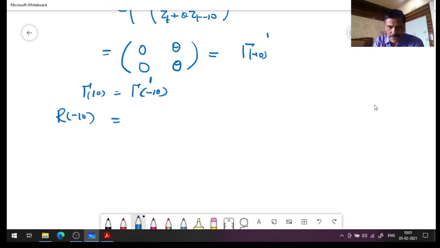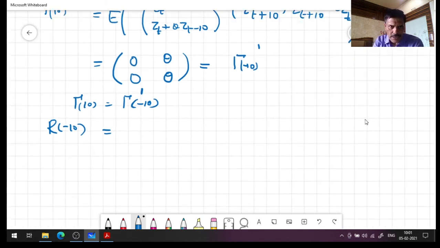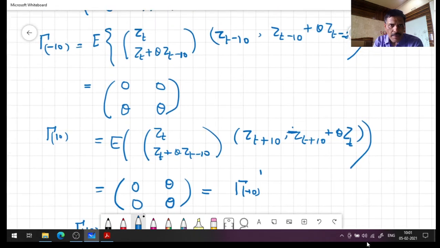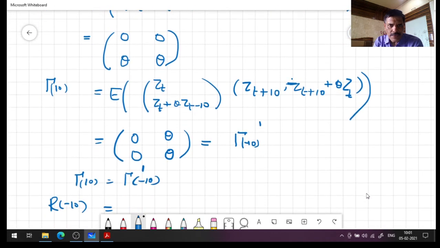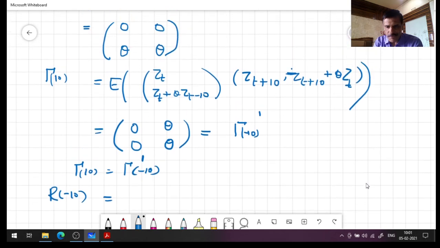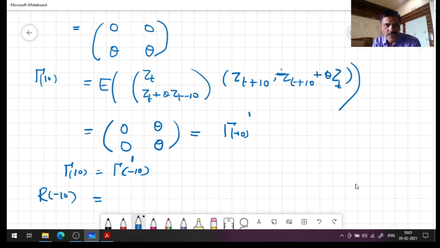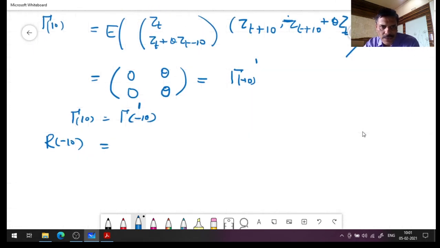So we have this gamma 0 here. I mean, gamma minus 10, 0, theta, 0, 0, theta, theta. And then you have to simply divide it by the square root of the variance. Okay. So this will be 0. You can compute even otherwise: 0 is theta upon (1 plus theta square) to the power of 1 half, theta upon 1 plus theta square.